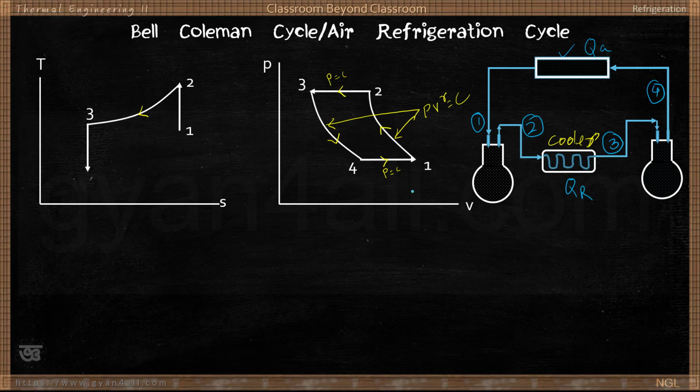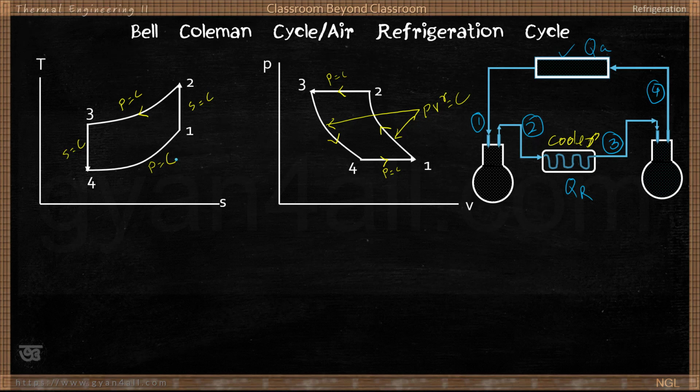Okay, then 3-4 you see is again an expansion process. So you can write this is P equal to C, this is S equal to C, entropy constant. And 4-1 is again at low pressure, it is absorbing the heat from the refrigerator. That is why if it absorbs the heat, the temperature will increase from T4 to T1.